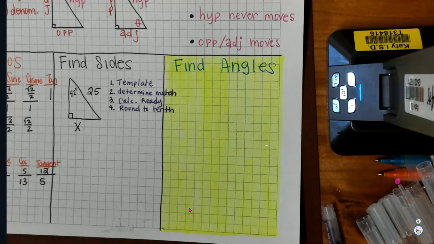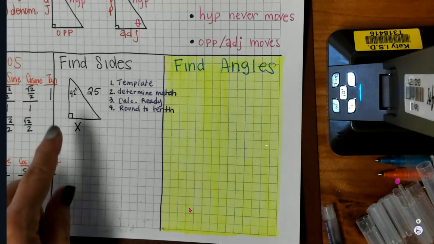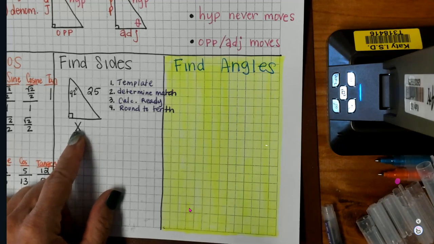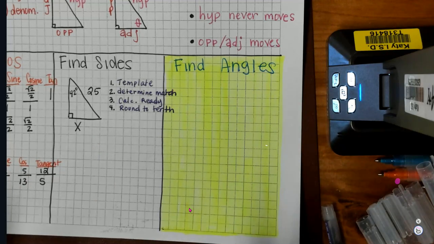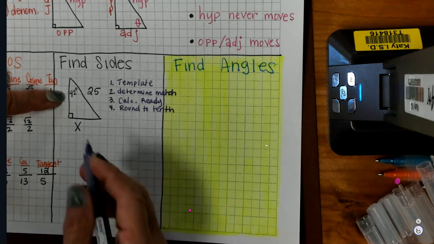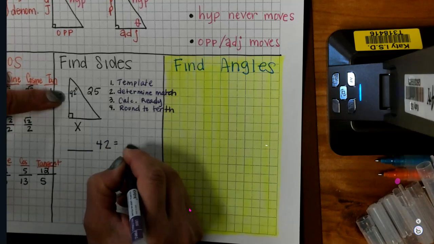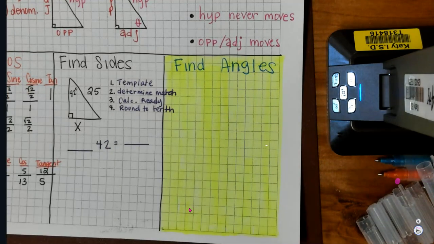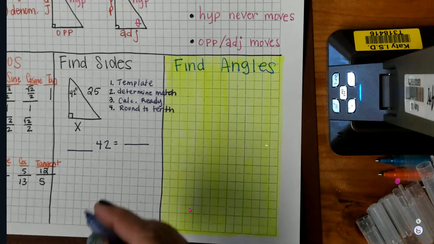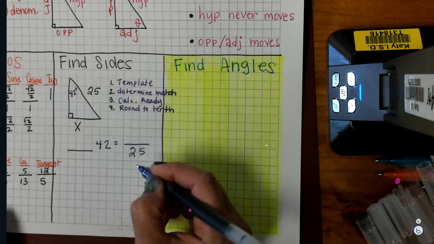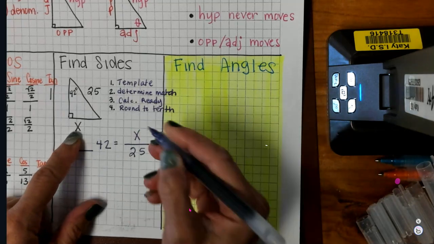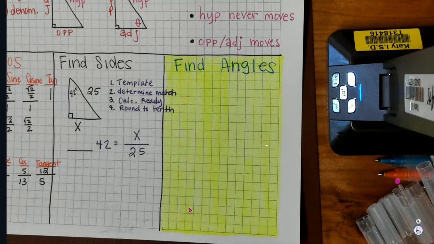Step 1 says template. Okay, so here's the deal. I need to find this measure. I have to use a trig ratio. So some trig ratio of 42 degrees is going to equal the fraction of the legs. Now remember, I'm given the hypotenuse, so I know it has to go on the bottom. I am looking for this leg, so x is going to go on the top. Step 1 is done.